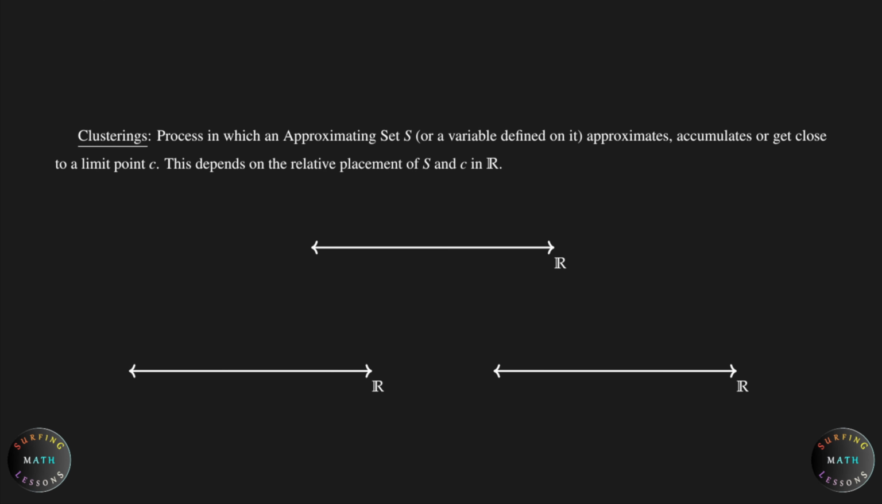By a clustering, we mean a process in which an approximating set or a variable defined on it approximates, accumulates, or gets close to a limit point C. For us, there are three types of clusterings: either from the left of the limit point, or from the right of the limit point, or from both the left and from the right of the limit point.